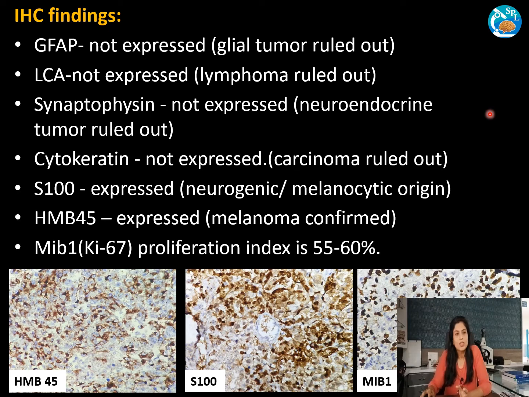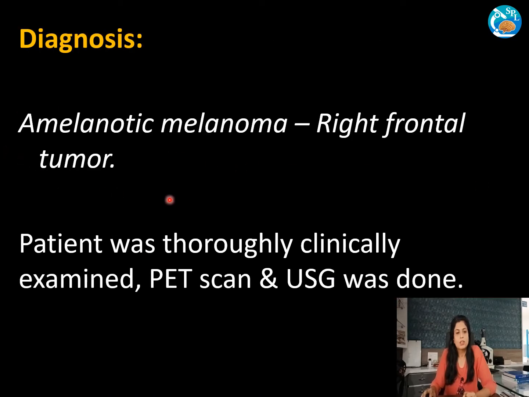Now, what came positive was S100, which indicated it could be a tumor of neurogenic origin or of melanocytic origin. HMB45 was expressed, and so the diagnosis of melanoma was confirmed. At the same time, the Ki67 proliferation index was very high. You can see it was 55 to 60%. So we gave it as an amelanotic melanoma of the right frontal lobe tumor.